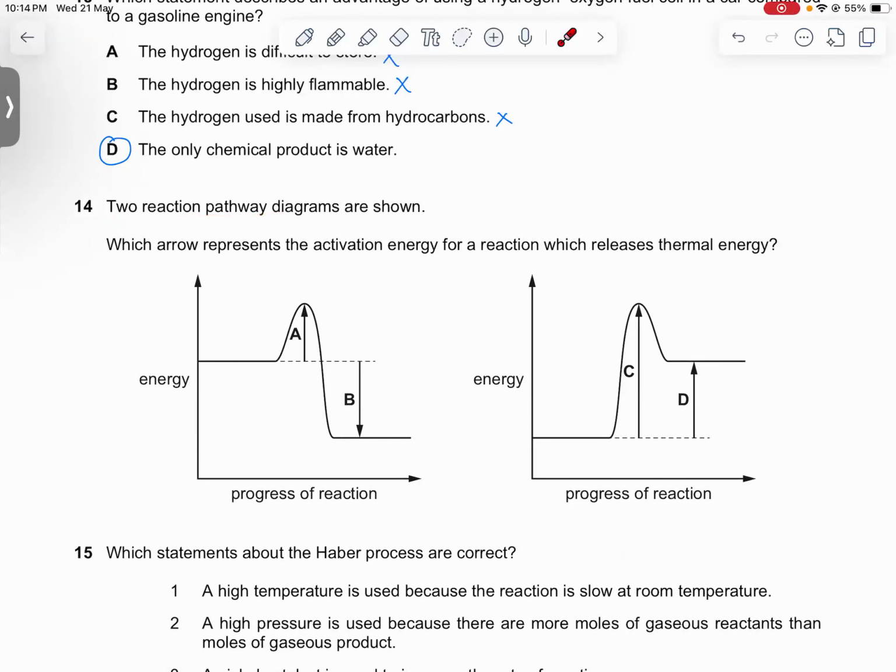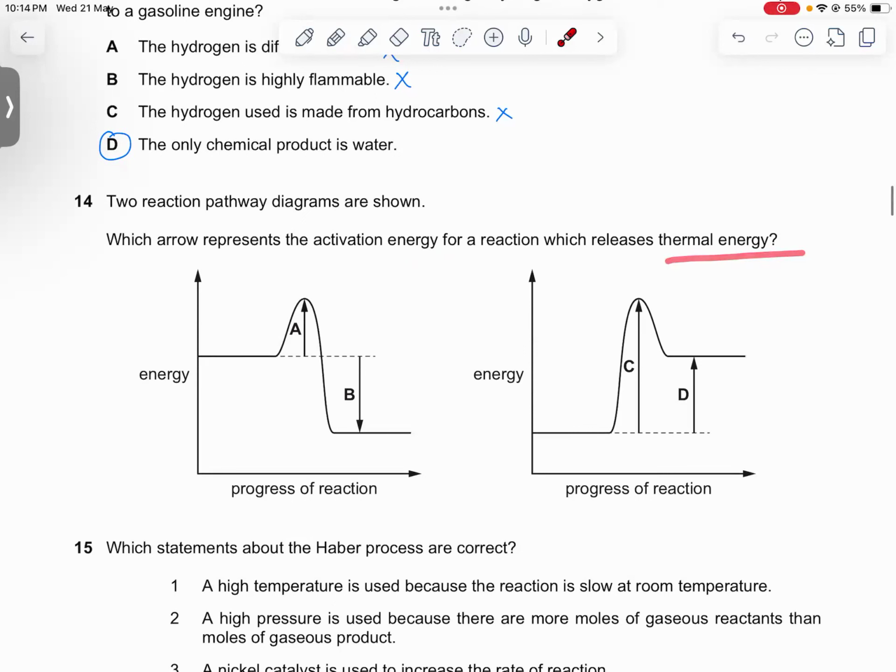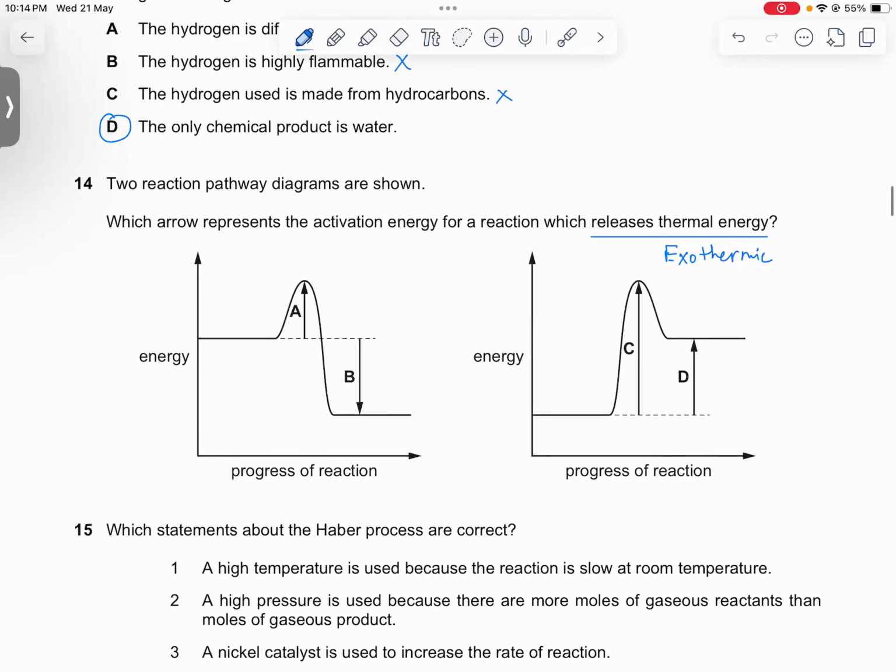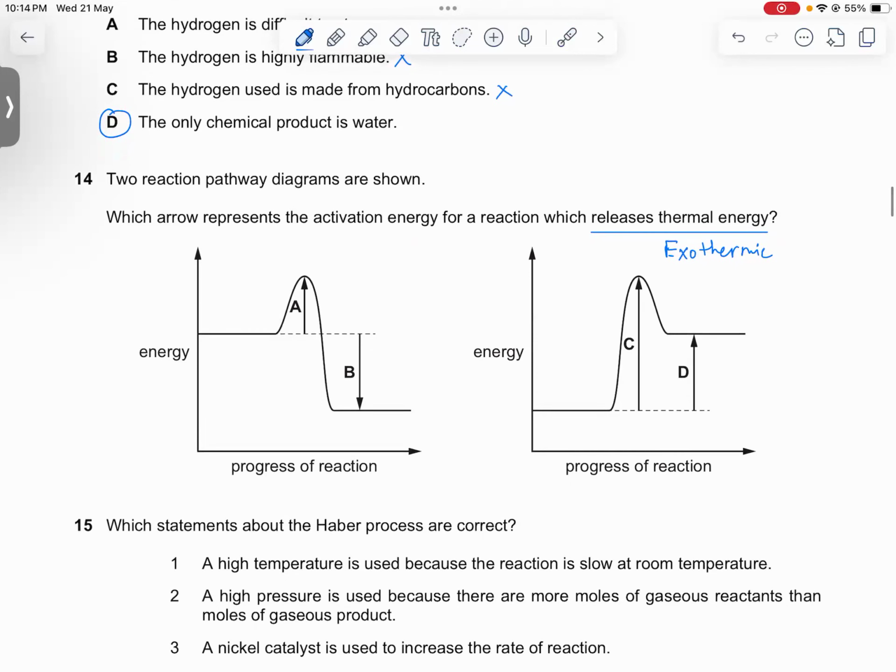Two reaction pathway diagrams are shown. Which arrow represents the activation energy for the reaction which releases thermal energy? Activation energy for a reaction which releases thermal energy, meaning for an exothermic reaction. So they are asking us two things: whether or not we know which of these is an exothermic reaction energy profile diagram and what is the activation energy. So this is obviously the exothermic energy profile diagram. This is the endothermic energy profile diagram. So the correct answer would be either A or B. B is actually delta H. A is activation energy. A is the energy of activation.